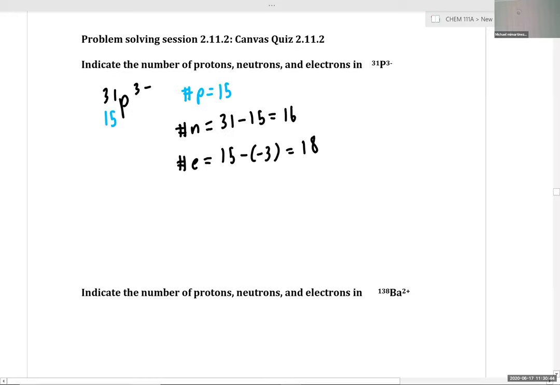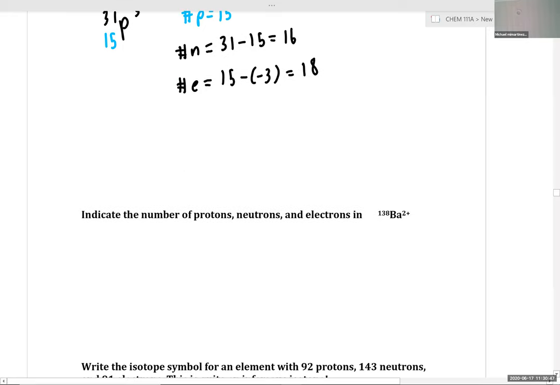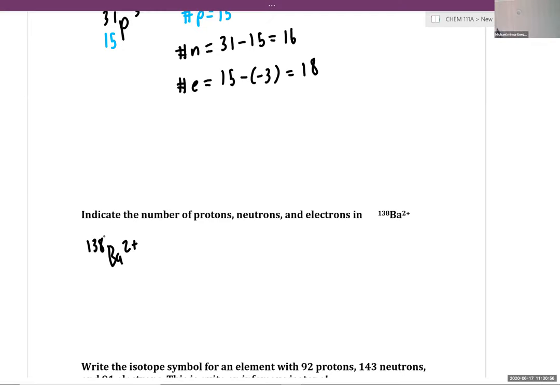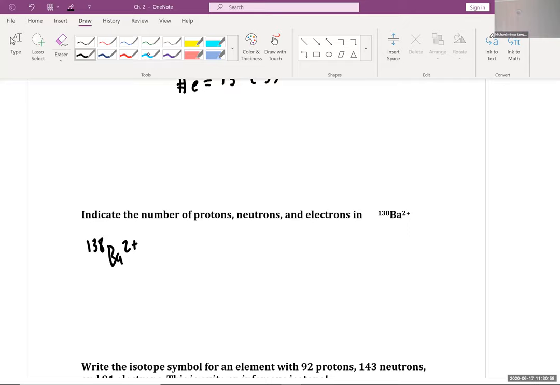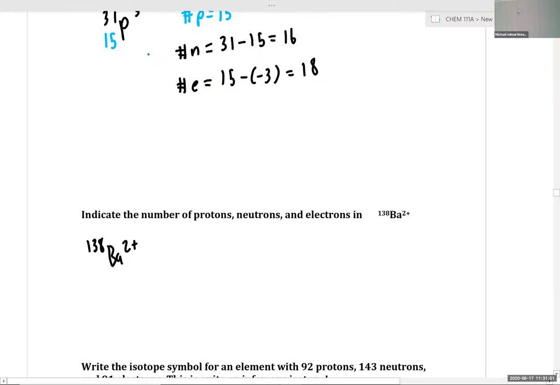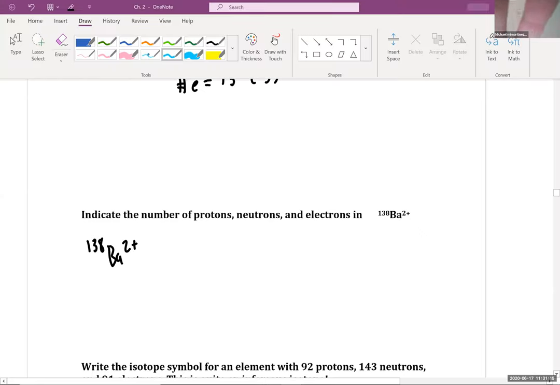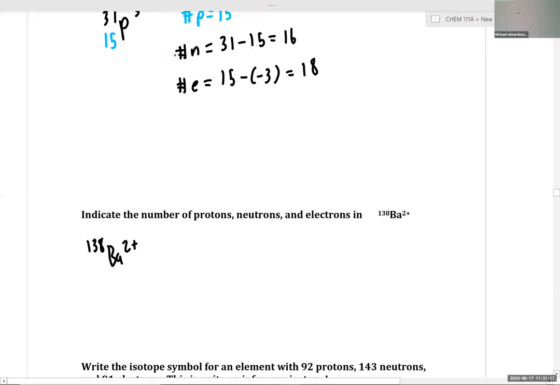If not, let's go over the second example. So barium 2 plus 138. And my question to all of you is, what is the atomic number of barium? So if we go to the periodic table and find barium, what is the atomic number for barium? 56, exactly right. So then let's enter that in.